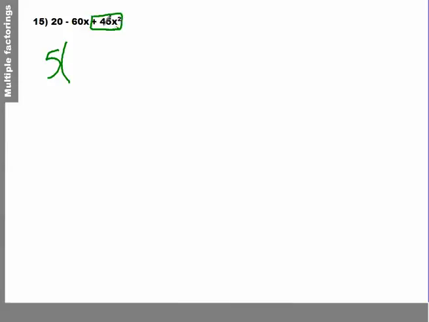So I will. What is 45 divided by 5? Well, it's just 9. I still have my x squared. Negative 60x divided by 5 is negative 12x. And 20 divided by 5 is positive 4. So then, go through my checklist again, because I notice that I still have a squared term, so I may be able to factor it again.